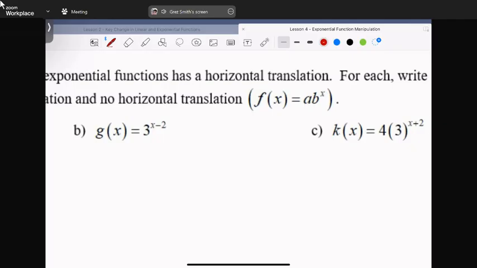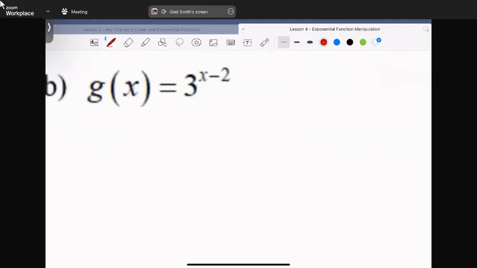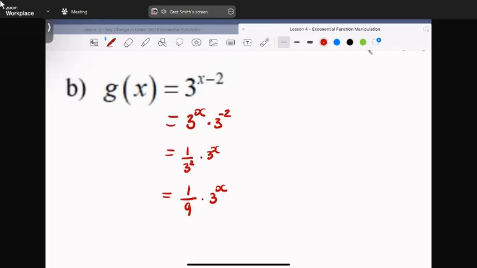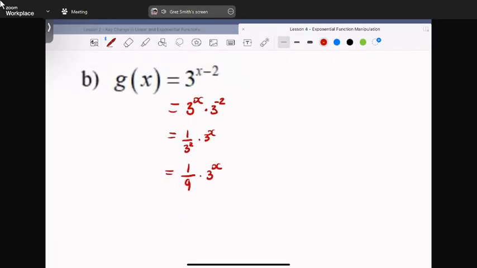All right, let's have a look at our answers. So here on this one, we can write that as 3 to the x. What are we multiplying it by? By 3 to the negative 2? So that's 1 over 3 to the 2 times 3 to the x, which is 1 over 9. So what is the vertical transformation? Vertical dilation by factor 1 over 9.